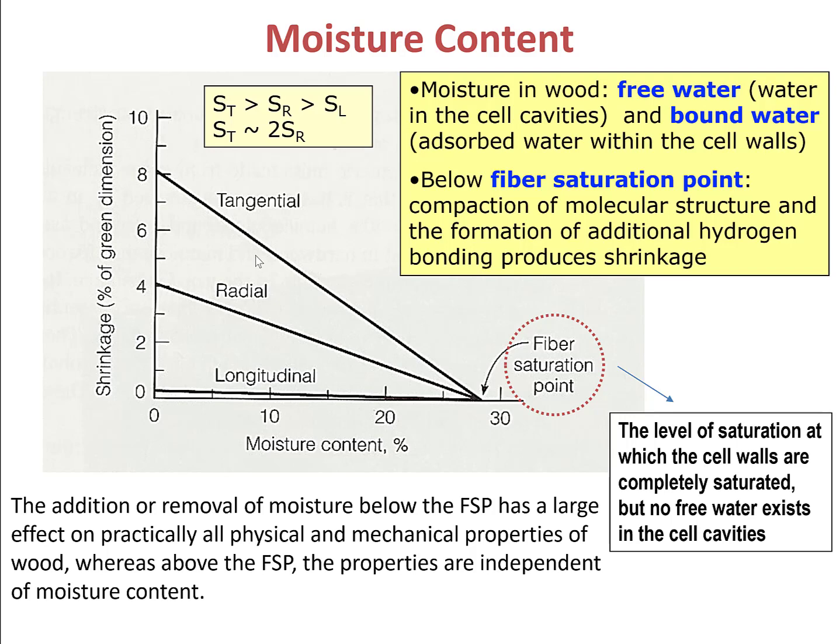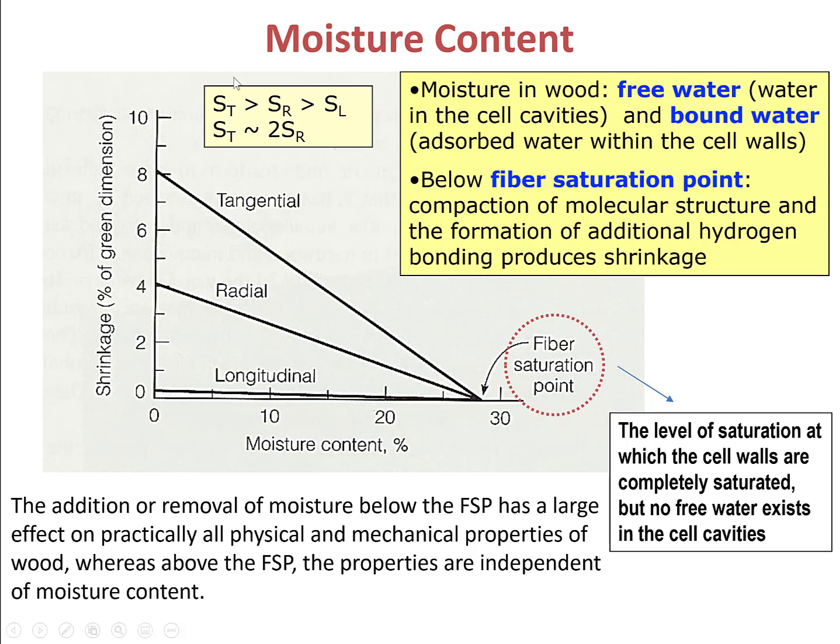The dimensional change in the radial direction is generally about 1/2 of the change in the tangential direction. And the change in the longitudinal direction is the minimum. Typically, when the moisture content changes from 0, which is oven dry, to FSP, the change in the longitudinal direction is only about 0.1% to 0.2%.